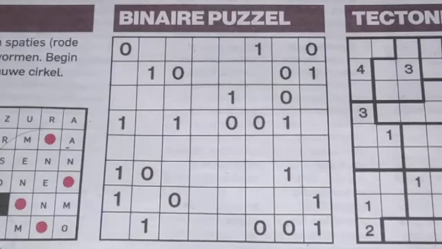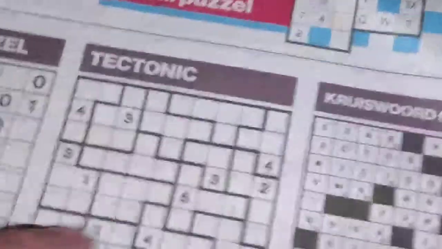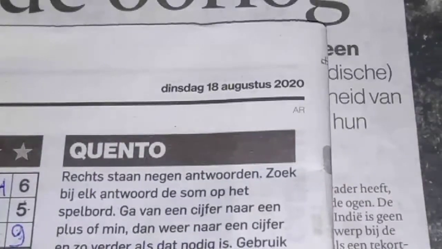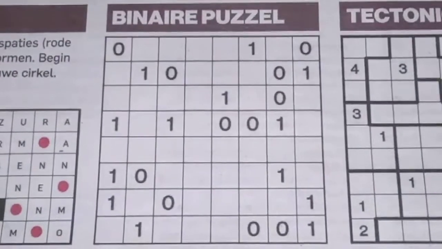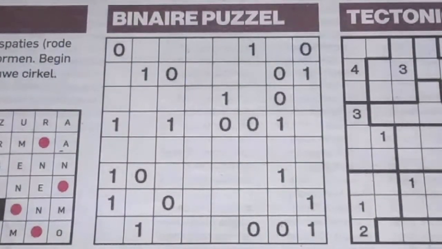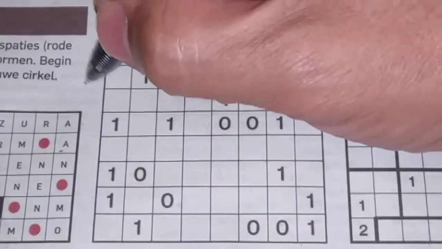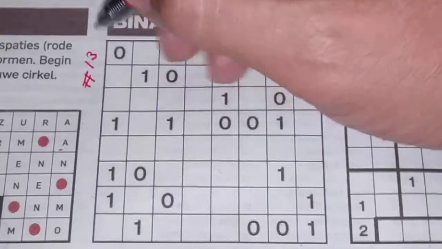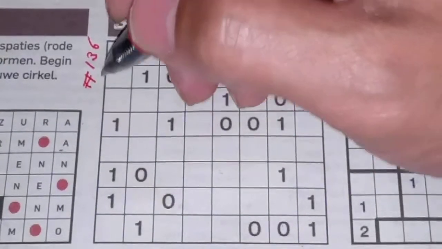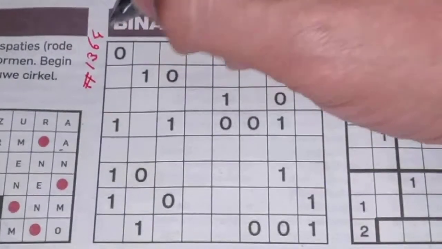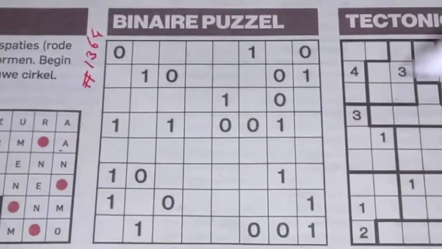Fourth puzzle is a binary puzzle. In this edition of today's newspaper, it's Tuesday, August the 18th, 2020, and this fourth puzzle is a binary puzzle, number 1364. And what kind of binary puzzle is this one?